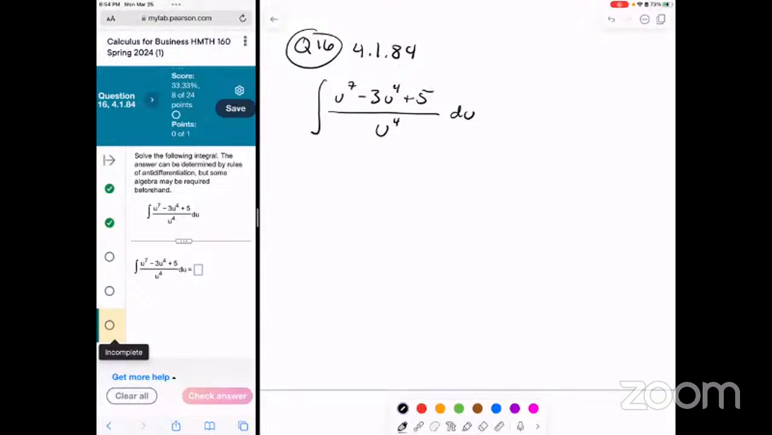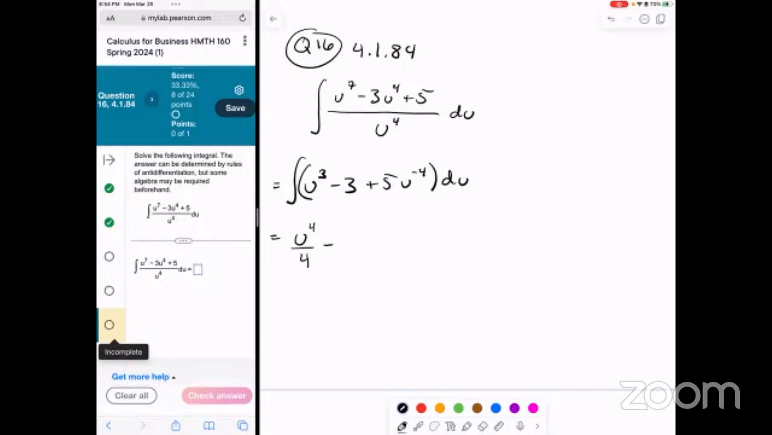So then we can rewrite this as 7 minus 4 is going to give us u to the power of 3, minus 3, plus 5u to the power of negative 4. So now if we take the integral, the first term is going to be u to the power of 4 over 4, minus 3u. Let's see, if we add 1, it's going to become negative 3, over 3, plus some constant.